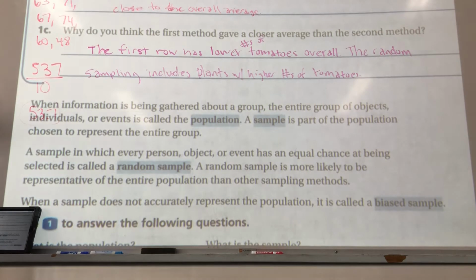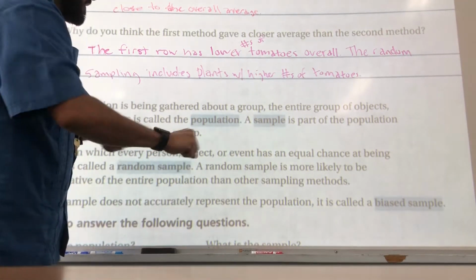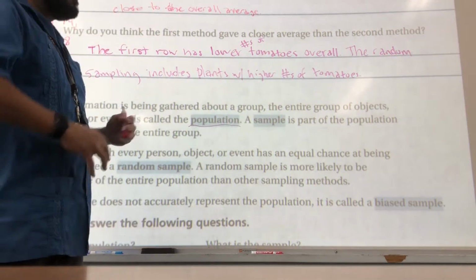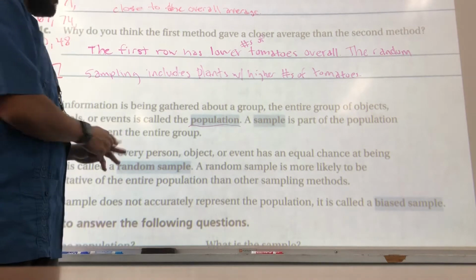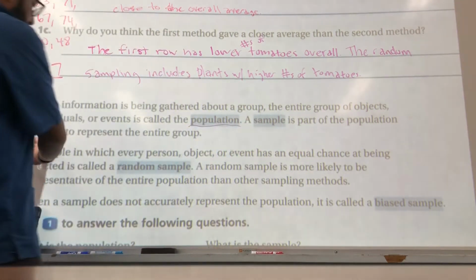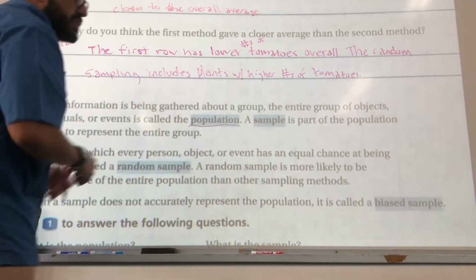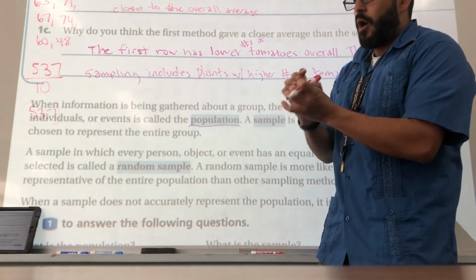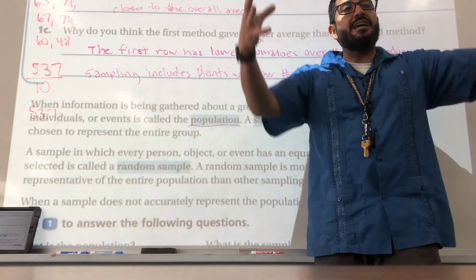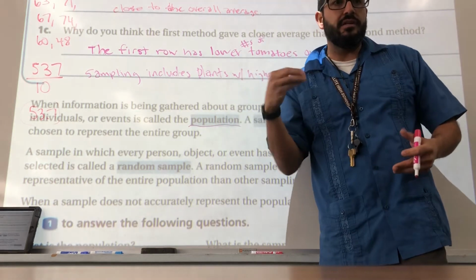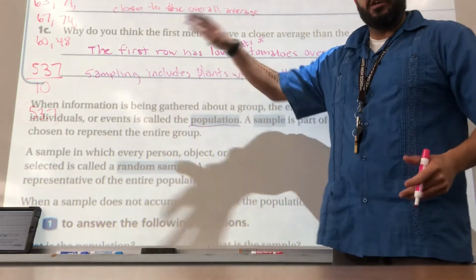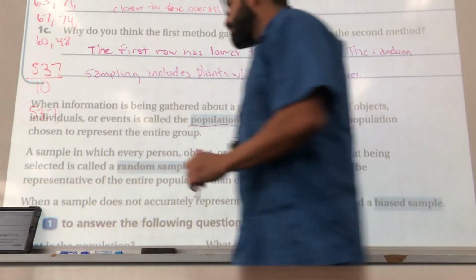When the information is being gathered about a group, the entire group of objects, individuals, or events is called the population. So population can mean people, it can mean plants, it can mean anything that we're taking data about, all right? A sample is a part of the population chosen to represent the entire group. So when you hear about population sampling, that means we're taking a small part of the group. If we looked at the entire school, a sample of students would be 7th grade. The entire population would include all of the students at our school.